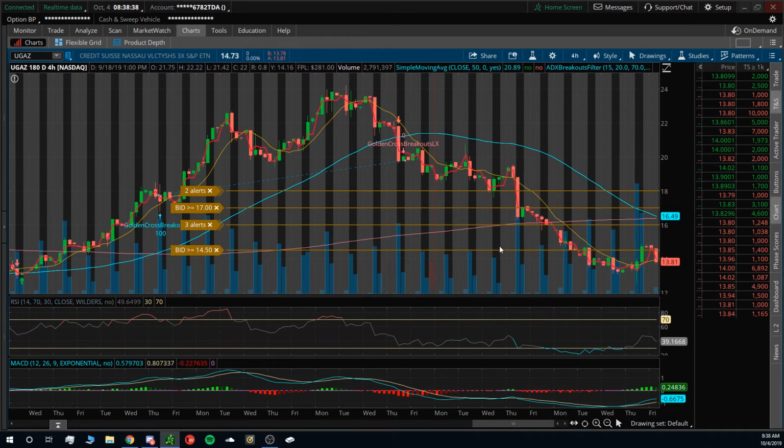So again, that is what I'm seeing on UGAZ right now. If you are in this trade, or if you're not in it, it's a solid time to get in, a solid time to be adding. Anywhere below that 16 is going to be a solid add, because I'm looking for at least 20 to 25 to take profit, and if it goes anywhere past 25, that's going to be a solid play. So that's my take on UGAZ.